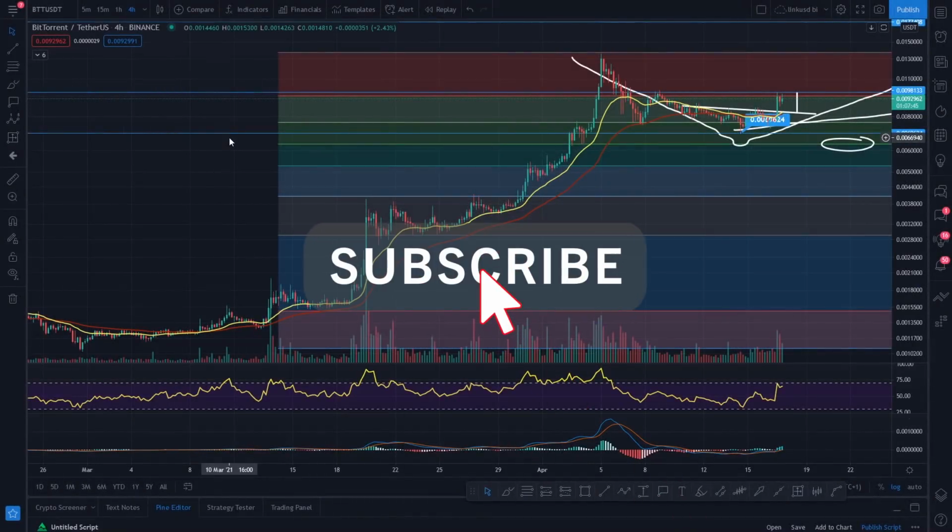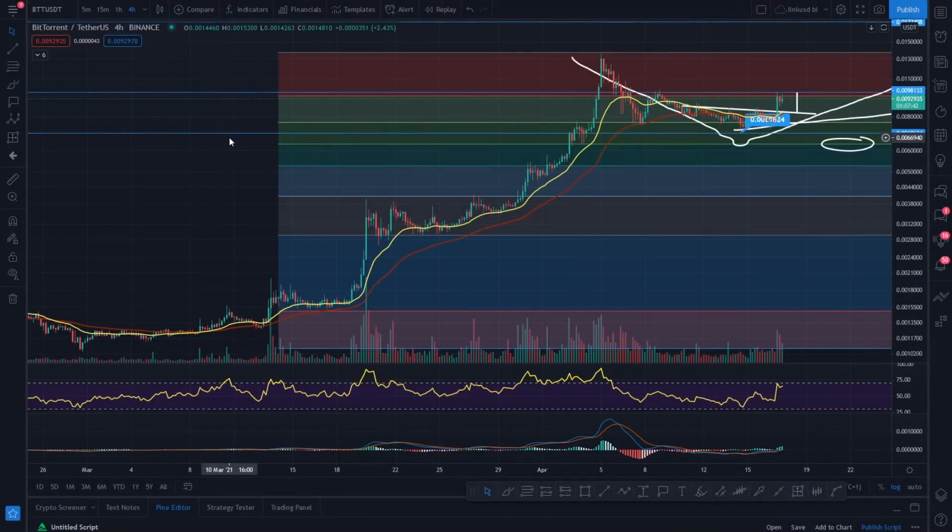Hi everyone, just going to dive into BTT then, Bittorrent token, BTT USDT ticker.